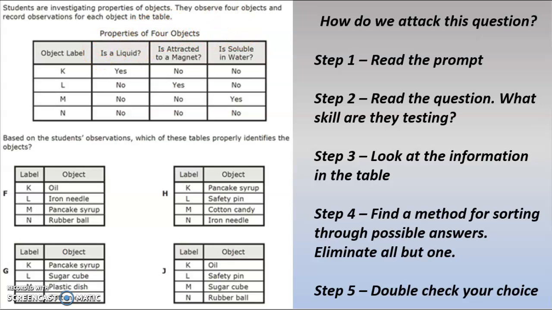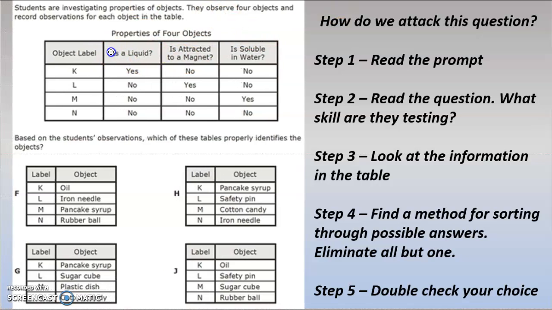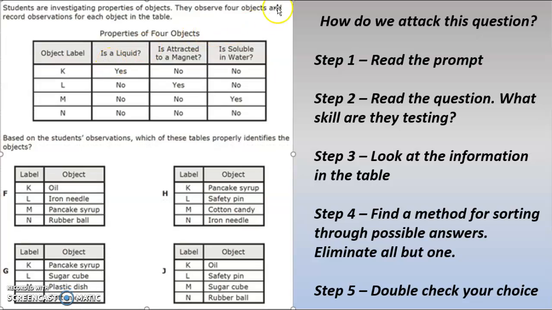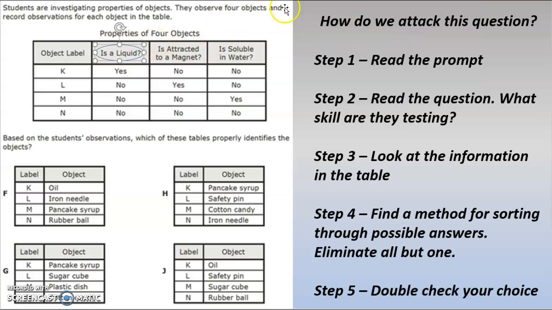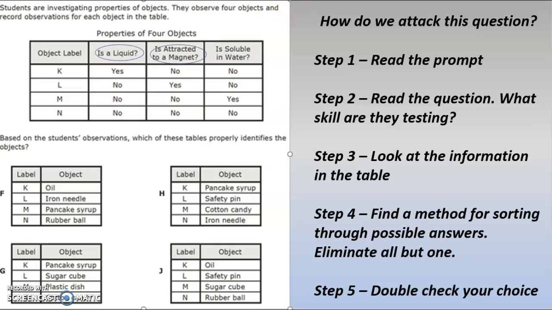Well, I see up here, let's see if I can get my highlighter. Well, we'll just do it like this. Oops, didn't mean to move this around. We've got, is it a liquid? There is one of our properties. The second one, is it attracted to a magnet? So is it magnetic? There's another one. And is it soluble in water? Bear with me. Is it soluble in water? So does it dissolve? So there are our 4 properties that we're going to be looking at.